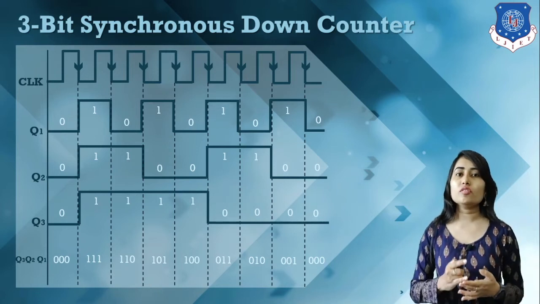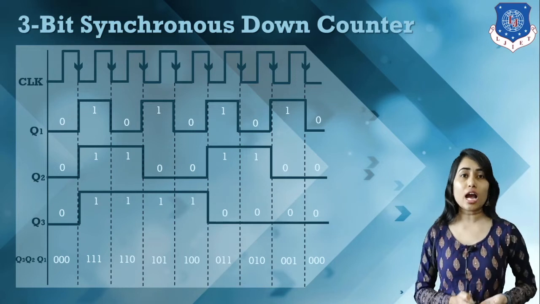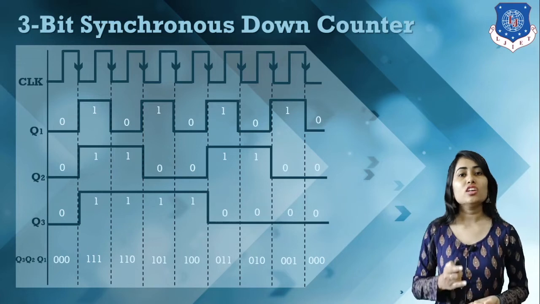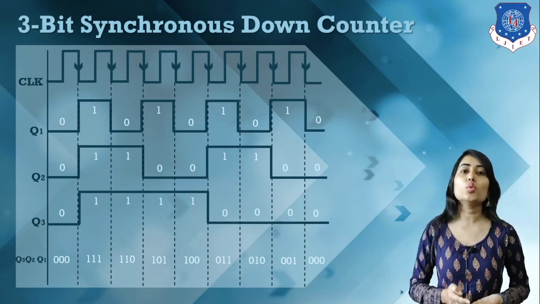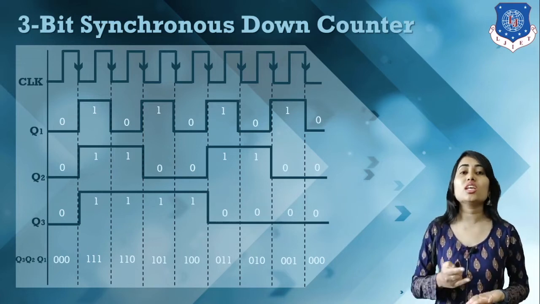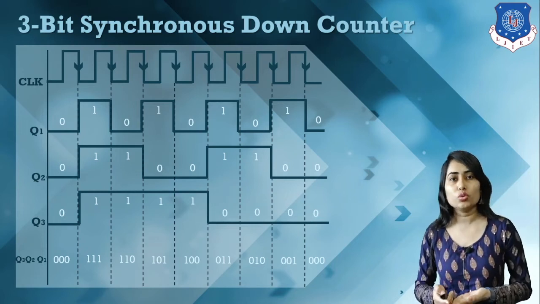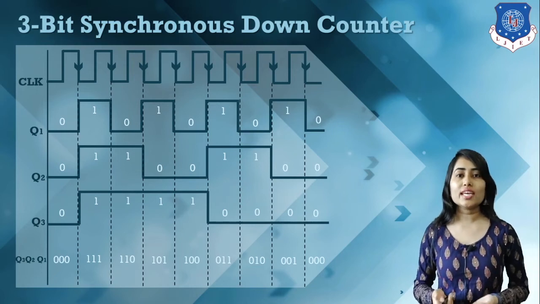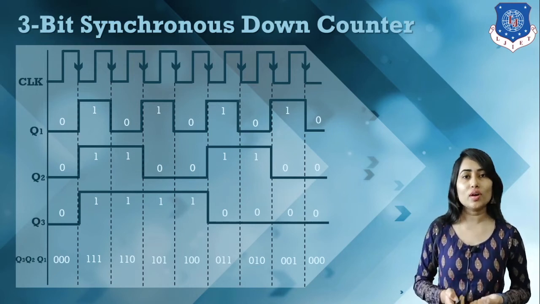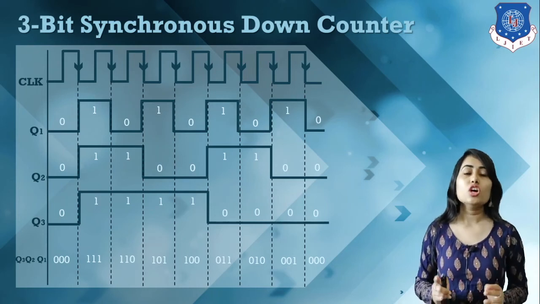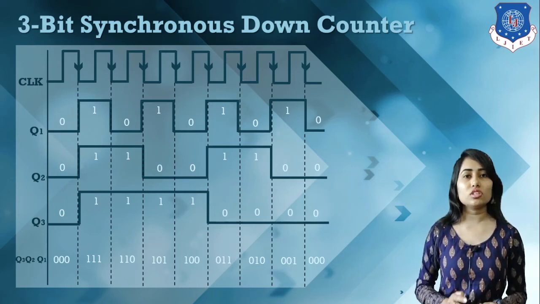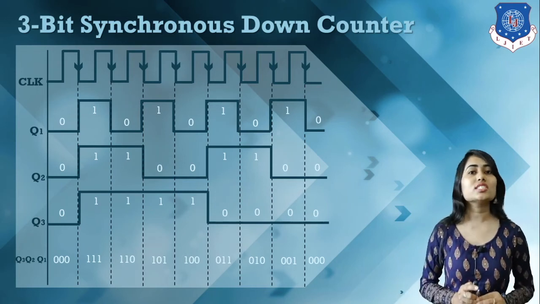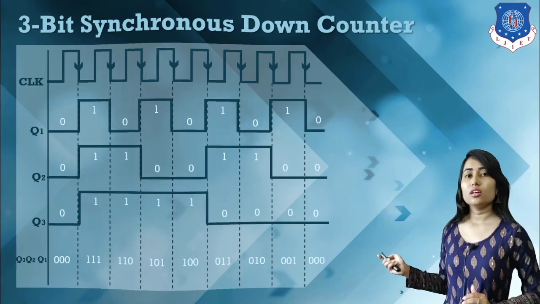Whenever we want the desired output sequence in a downward direction, we apply inputs like J1 K1 equals 1, J2 K2 equals Q1 dash, J3 K3 equals Q1 dash into Q2 dash. If we have a fourth flip-flop, we apply inputs like J4 K4 equals Q1 dash, Q2 dash, Q3 dash. So this is how we can design a 3-bit or any-bit synchronous down counter, and this is how a synchronous down counter works. Thank you.